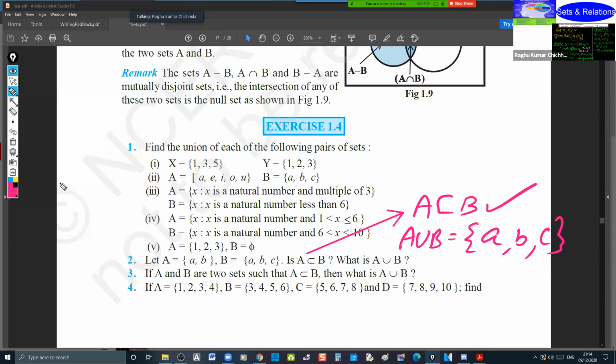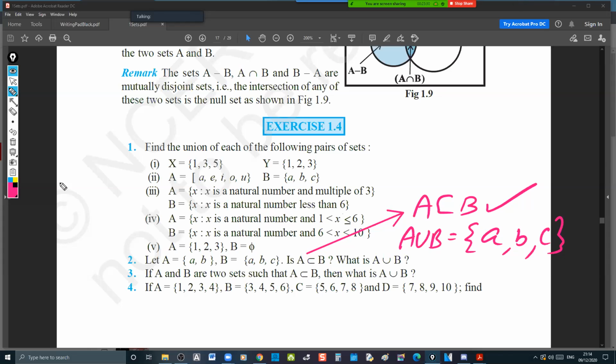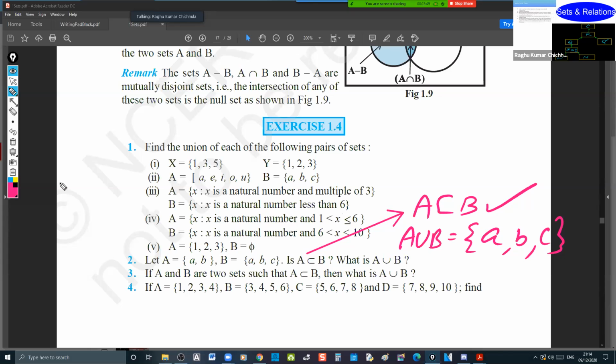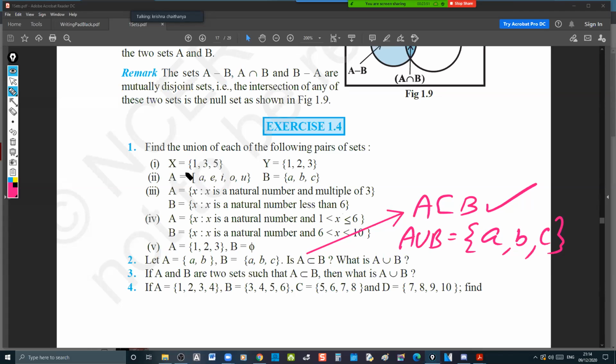Similarly, you tell me whether the second one is correct or not. Yes, sir, it is correct. A is a subset of B. And A union B is A, B, C. Okay. That's all we did. Come on, you tell me 3, please, now. Yes, sir.